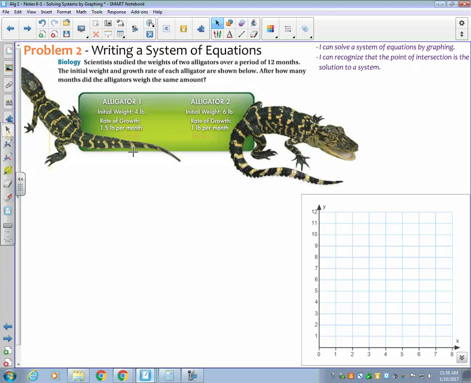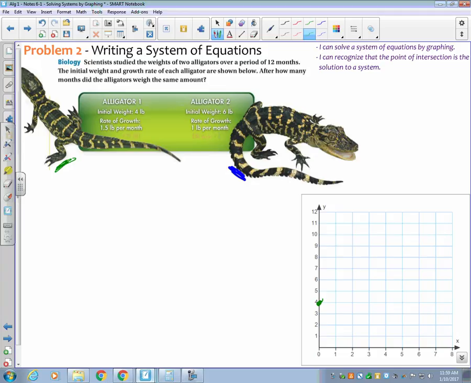So we're going to make this alligator green, and we'll make this alligator blue. If you have a different color pen, sometimes when you're graphing the two lines, it's better to have a different color so that you're not mixing the two together. Our initial weight for our first alligator is 4 pounds. So we're going to go over here to 4 on our y-axis and put a dot there. Our growth rate is 1.5 pounds per month.